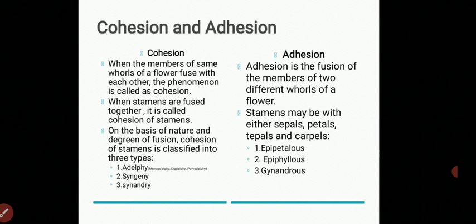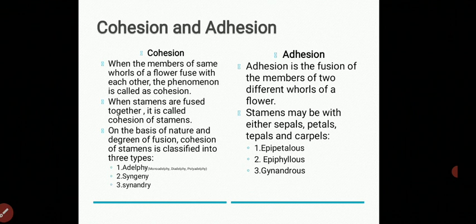First of all, cohesion. When members of the same whorl of a flower fuse with each other, the phenomenon is called cohesion. In a flower, when the stamens are fused together, it is known as cohesion of stamens. On the basis of the nature and degree of fusion, cohesion of stamens is classified into three types, that is Adelphy, Syngeny and Synandry.